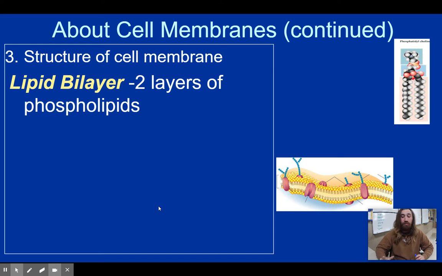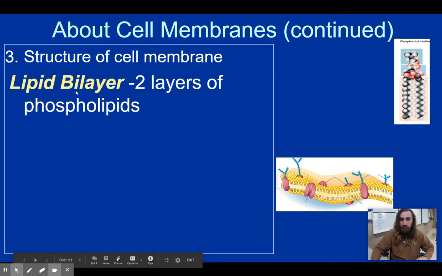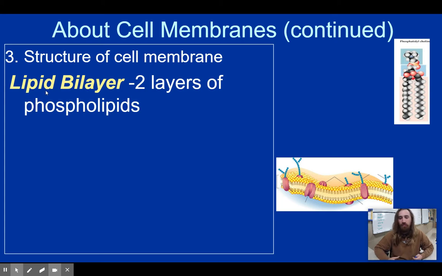Now, for you guys that don't know what this is, let's just break the word down. The prefix bi means 2, okay? So it's bilayer, so we know it's going to be 2-layered. And lipids is just another fancy word for saying fats, okay? The fat we're going to be talking about here, or the lipid we're going to be using, is a phospholipid.